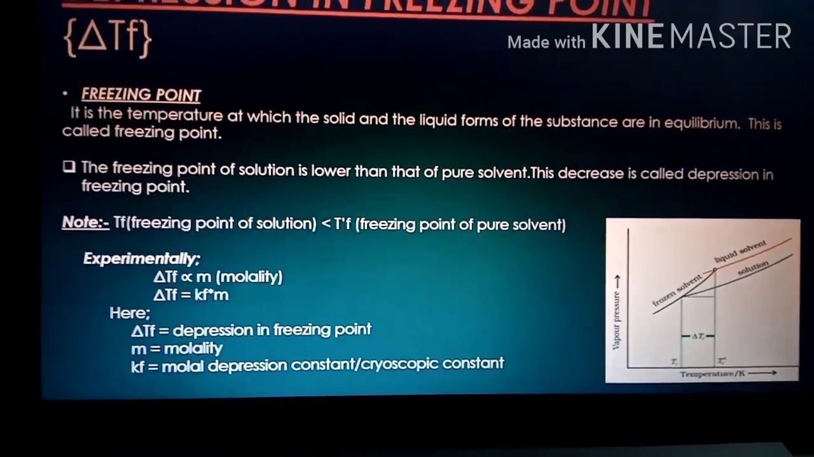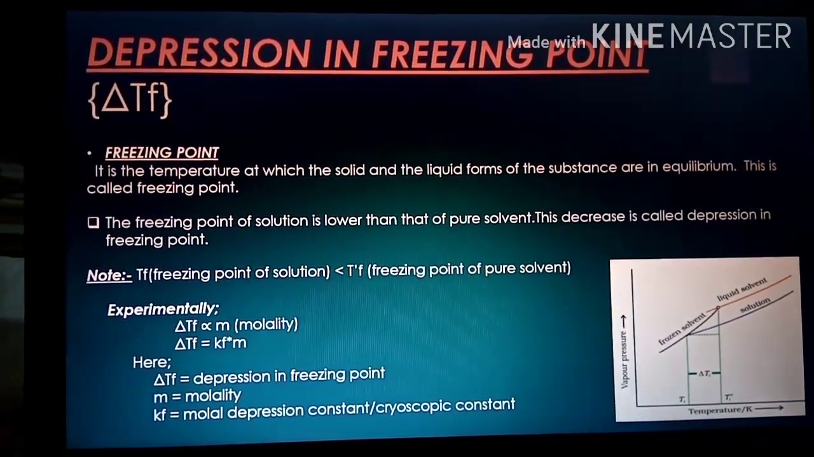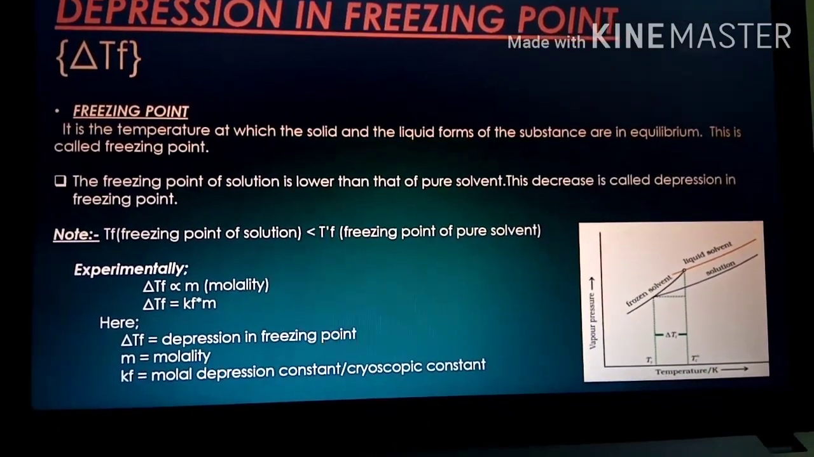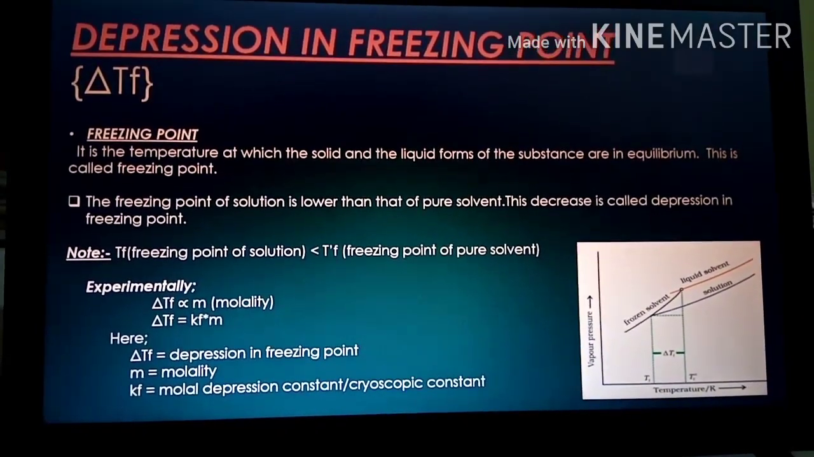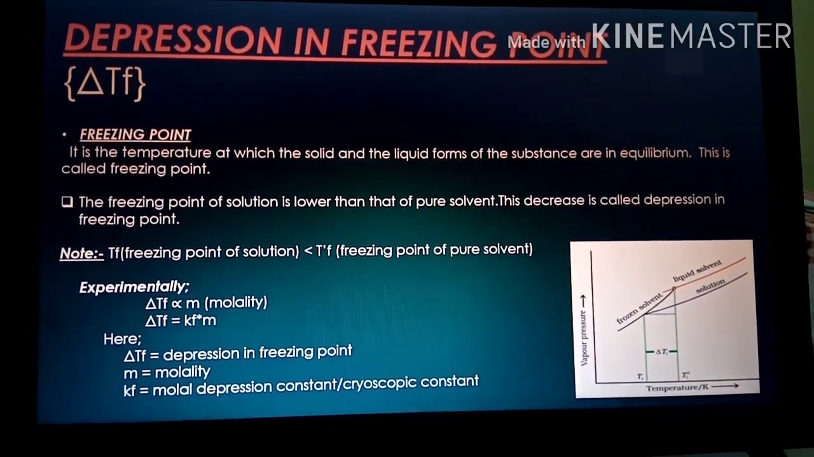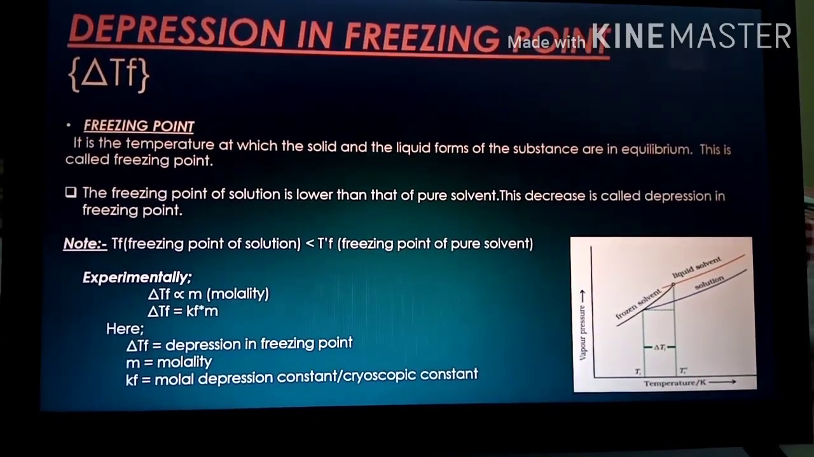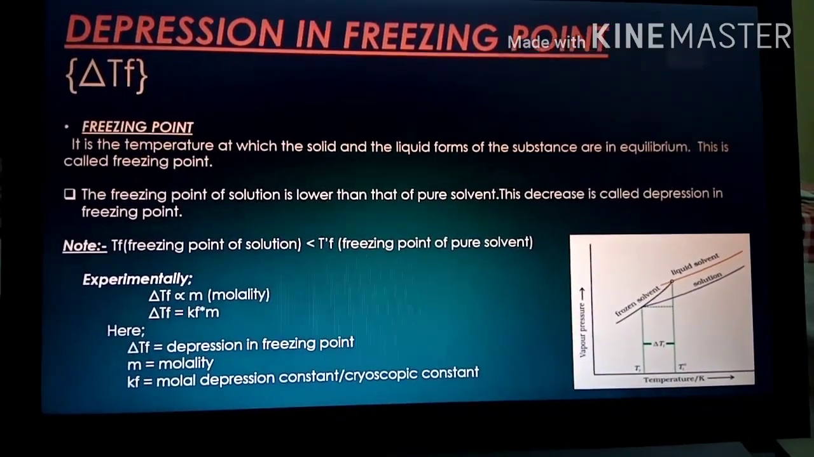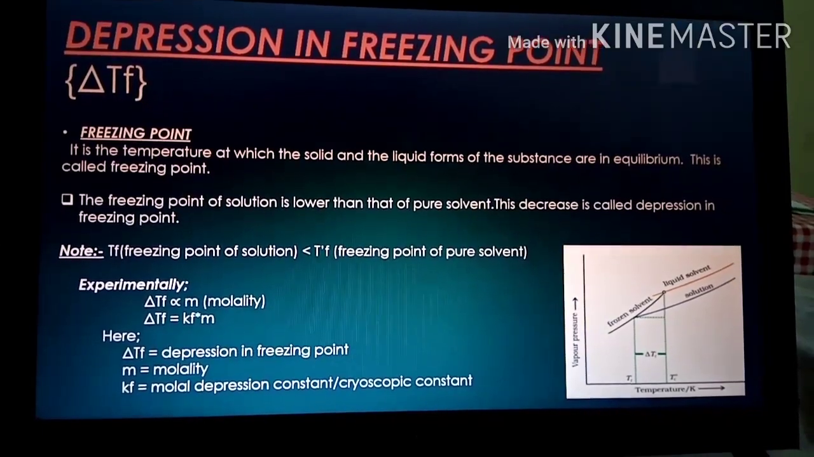Experimentally, we found that delta Tf, which is the depression in freezing point, is directly proportional to the molality m. So when the proportionality sign is removed, a constant comes, Kf, which is the molar depression constant or cryoscopic constant. In elevation in boiling point, there is a molar elevation constant or ebullioscopic constant, but here it's different: Kf, the molar depression constant, or cryoscopic constant.